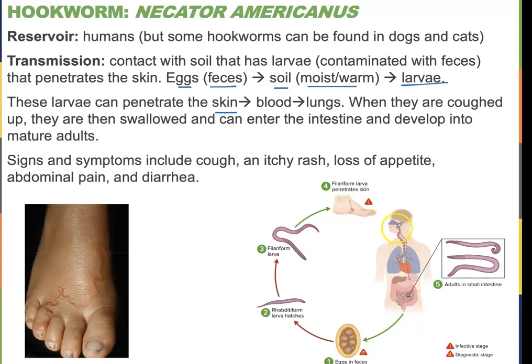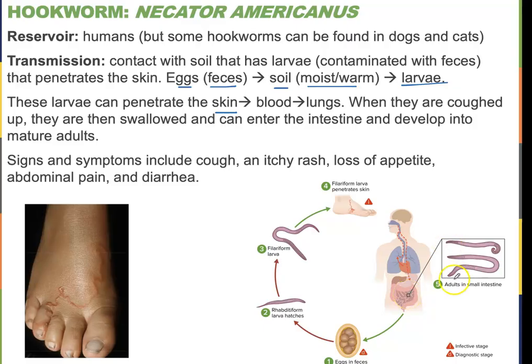Then you cough it up, and then you swallow it back down, and now it's in your stomach. And then it goes into the intestines where it becomes an adult. So the larva enters your skin, migrates to your lungs, up to the throat, you swallow into the stomach. That's where the adults are going to be found.